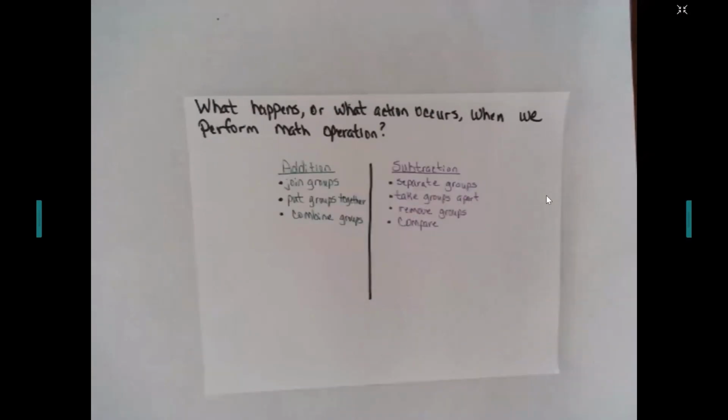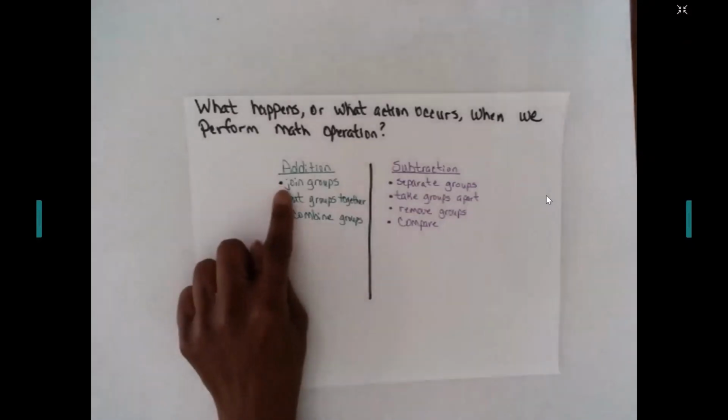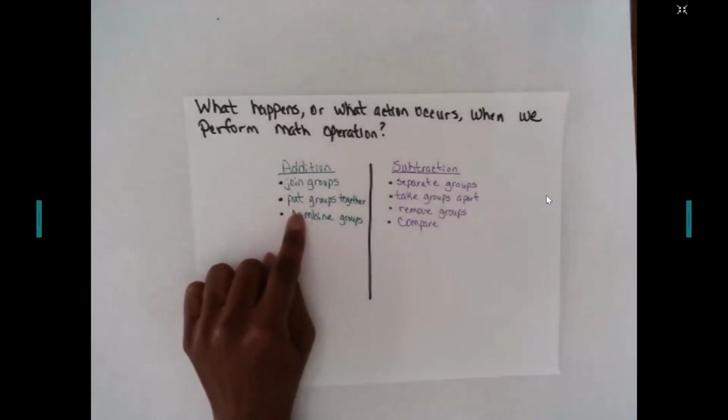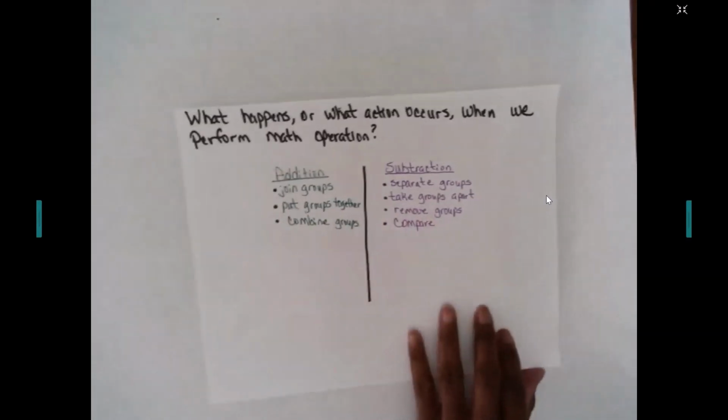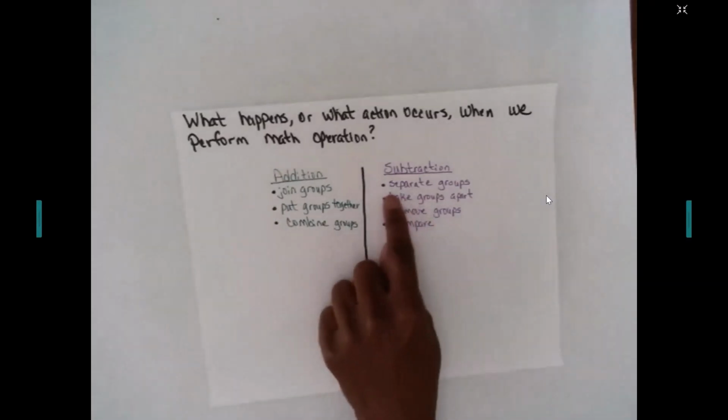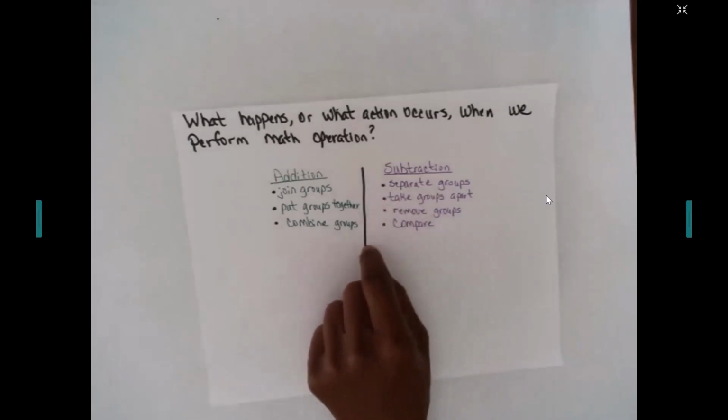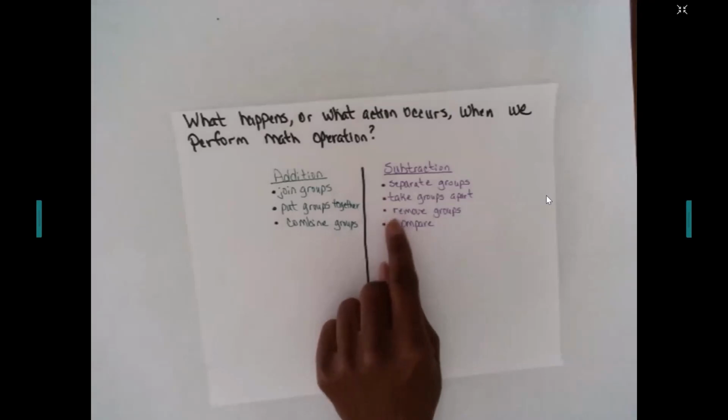For example, with addition, they may say things like join groups, put groups together, combine groups. And then for subtraction, you may hear, or on your anchor chart, you can include separate groups, take groups apart, remove groups, and compare.